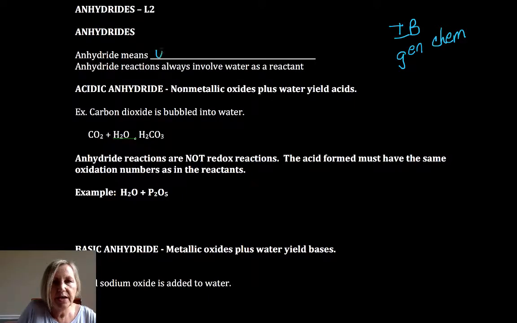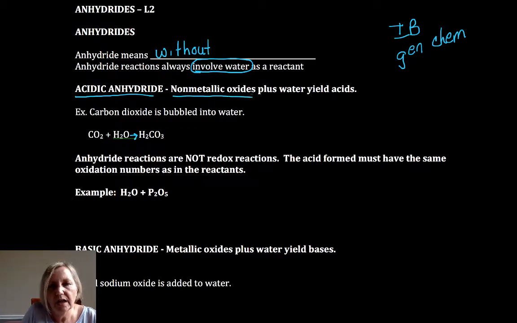Anhydride, an means without. So an anhydride means a substance without water. And the reaction involves adding the water back into the compound, so to speak. So this is a subset of a synthesis in this case. So acidic anhydrides are non-metal oxides plus water, and they're going to yield acids. So a good example is CO2 in water.